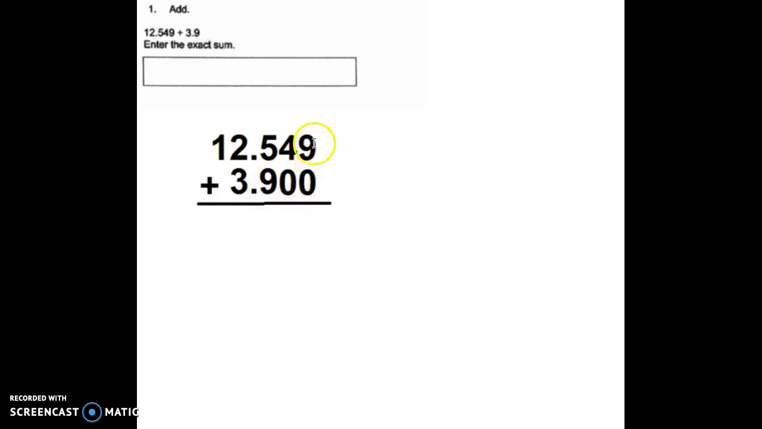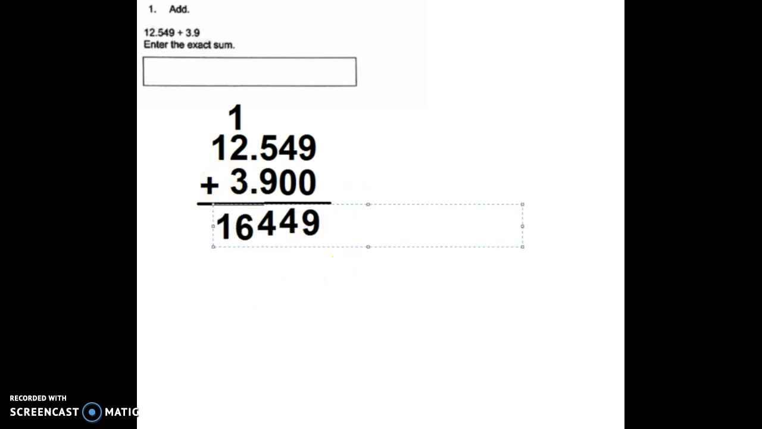So I added my zeros. I have 9 plus 0 equals 9. 4 plus 0 equals, oops, not 9, 4. 5 plus 9 equals 14. I'm going to regroup and bring my 1 up here, right? Oh, let me make them look a little nicer. So he's going to be right here with these guys. So now I have 1 plus 2 plus 3. That equals 6. And then 1 plus nothing equals 1.